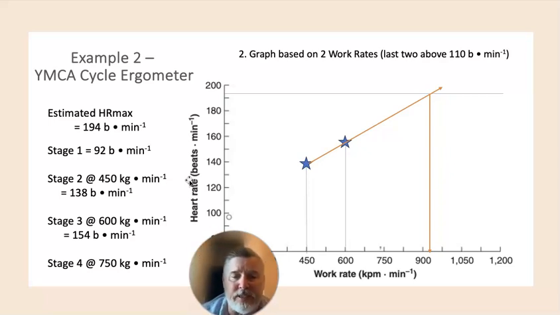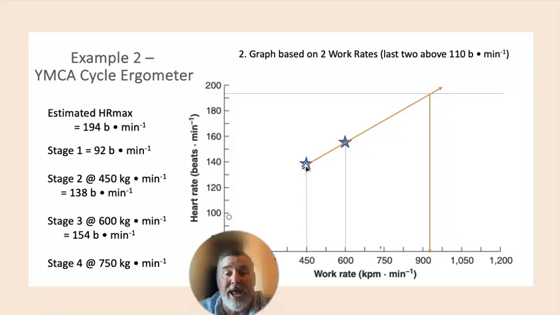When we do the test, we graph everything at 110 or above. Her first heart rate response was 92. We don't graph that because it's below 110. Stage 2 at 450 kilogram meters per minute was 138 beats per minute, so we graph that point. We need 2 points above 110 in order to extrapolate.